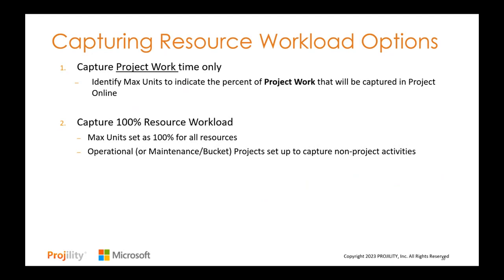If your organization is looking to capture the full utilization of the resources, including that non-project work time, one option to do that is to capture timesheets. That primarily captures only the actual work that they spent in those administrative categories. If you are looking to forecast out the percentage of time spent on those, then what you would do is set the resources to be 100%, or leave it since it's the default for all of your resources. Operational or maintenance projects, bucket projects, a lot of words for the same thing, can be set up to capture those non-project activities.